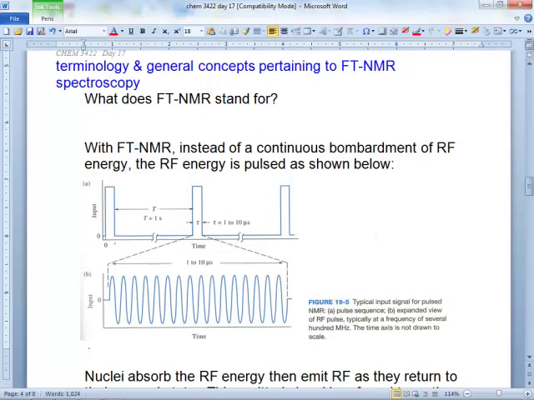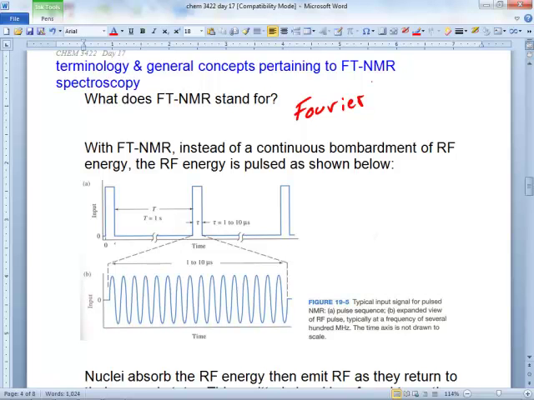Terminology, general concepts pertaining to FT NMR. FT NMR. What does the FT stand for? Fourier transform. How do you spell Fourier? F-O-U-R-I-E-R. Fourier transform NMR spectroscopy. How about the NMR part? What does that stand for? Nuclear magnetic resonance.